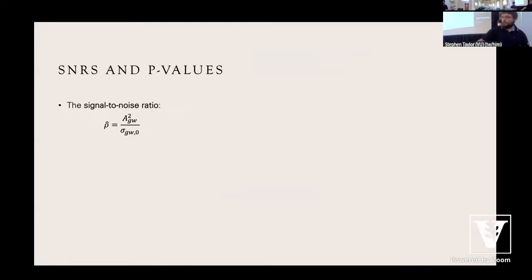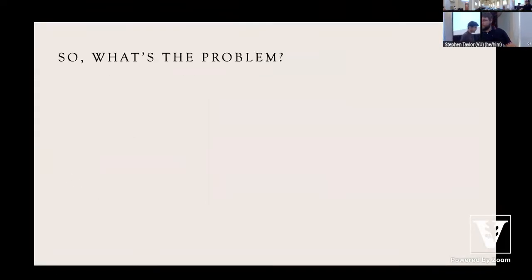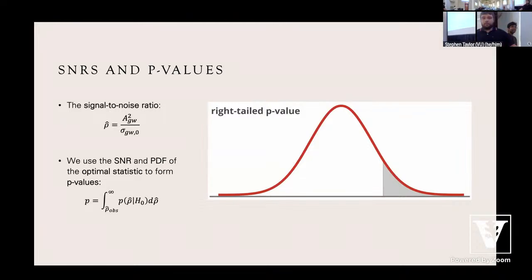So on to Will. Following what Tejas has said, the optimal statistic gives us an estimate of the gravitational wave background. To find how significant that estimate is, we need to calculate the signal to noise ratio, which I think we're all familiar with at this point. Then we use the signal to noise ratio to calculate the p-value, which tells us the probability of observing an SNR due to random noise instead of a detection.